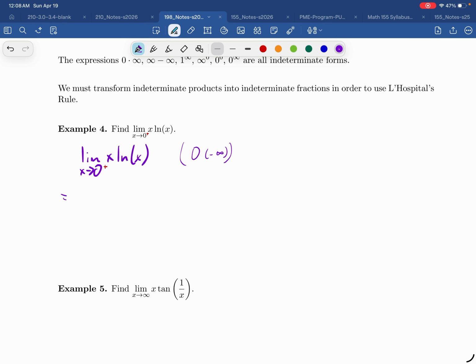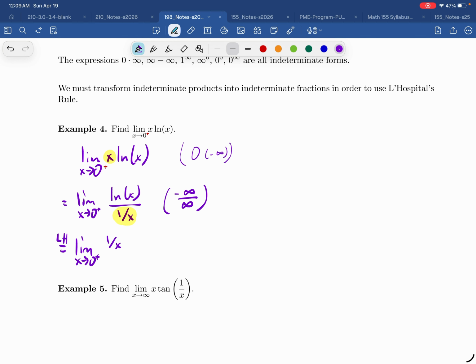However, we can use a trick. Very clever trick. Instead of writing it as x times ln of x, we can write it as ln of x divided by 1 over x. You see what we did right there? We, instead of multiplying by x, did the much more complicated thing and divided by 1 over x. And while that would not be a good idea most of the time, in this case, it actually works out nicely because we have negative infinity over infinity. And that is an indeterminate form we can work with. And so that is something we can use L'Hopital's rule on.